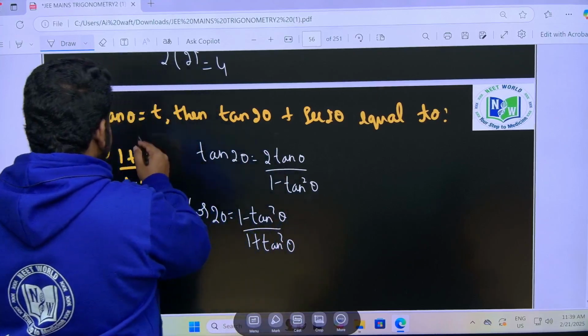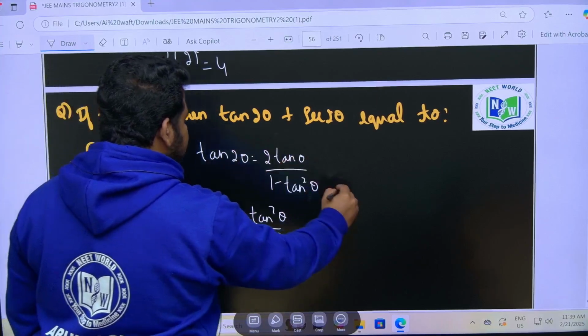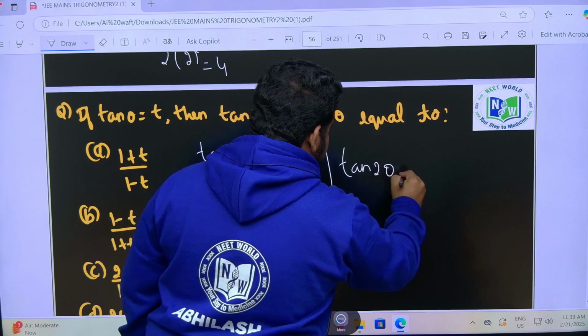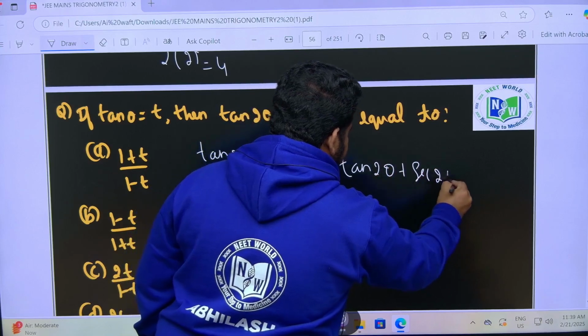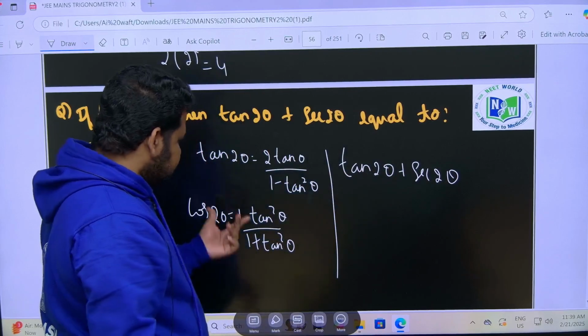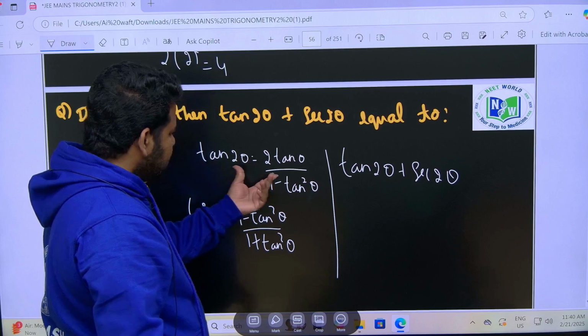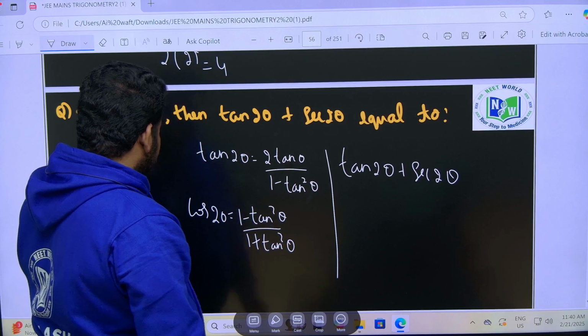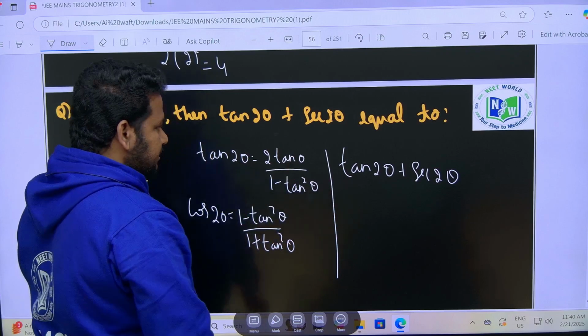But wherever tan theta is there, we can write t. So tan 2 theta plus secant 2 theta, what is given? Directly you should write these values. But since I am explaining, since it is the beginning for you, I am writing these values. You have to understand how we are getting them. But once you know this, directly you can write it. You can solve it very fast.